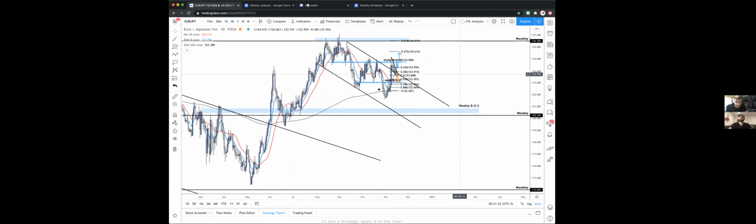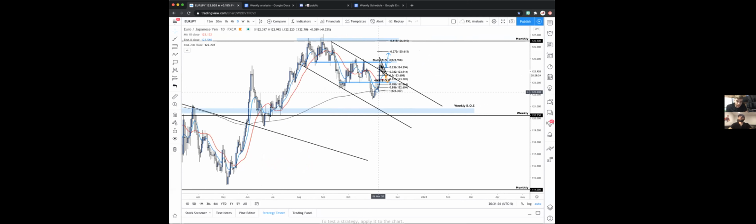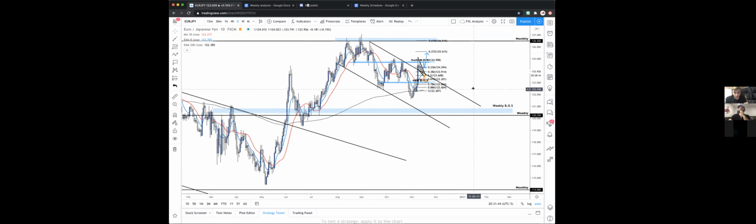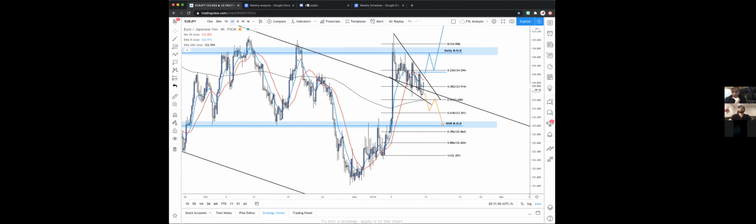We got a nice rally to this daily break of structure, followed by a bullish wedge. So this could break, or, you know, it could fall. So we're going to drop down to the 4-hour, get a closer look at that and see how it's reacting at this daily level. So we have a bit of a range here as well.